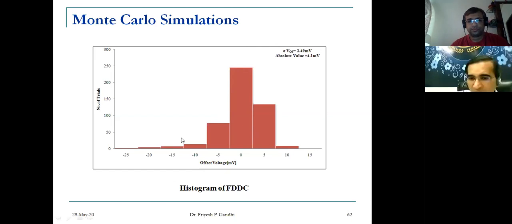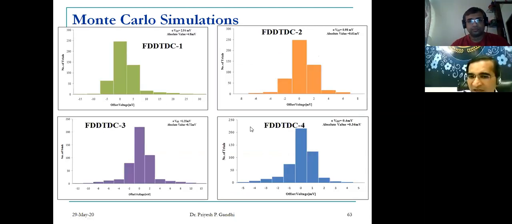So if we go to the last one, FDD TDC4, we can find out that the absolute value of offset voltage is 0.36 milliwatt. It is very less as compared to all the others: 4.8, 0.72, 0.61. Here it is 0.36. And the standard deviation is also low. As far as accuracy is concerned, from this also we can conclude that this is the better comparator, and it can go into the application.